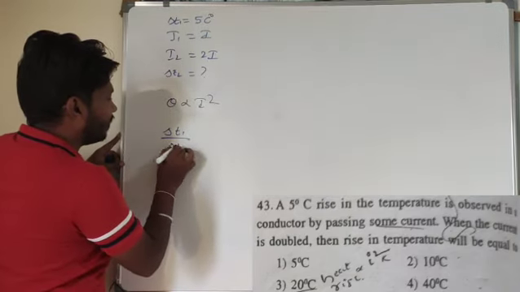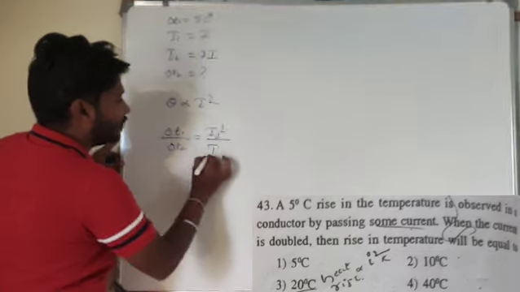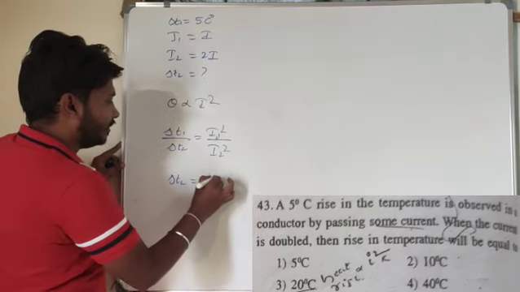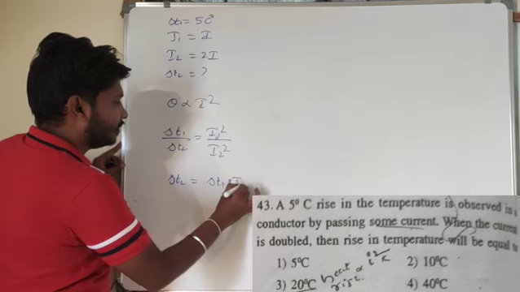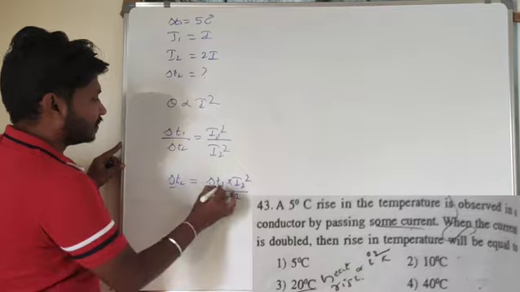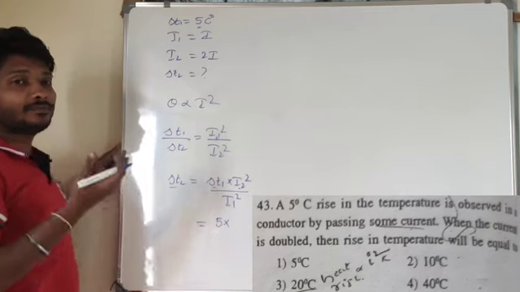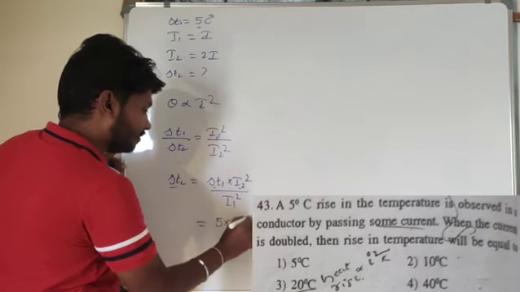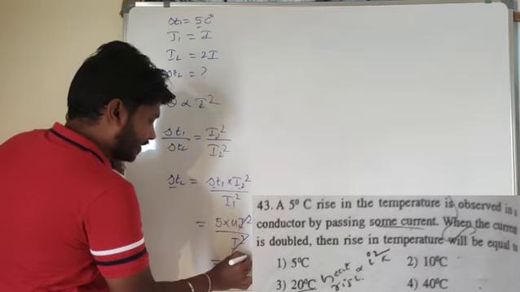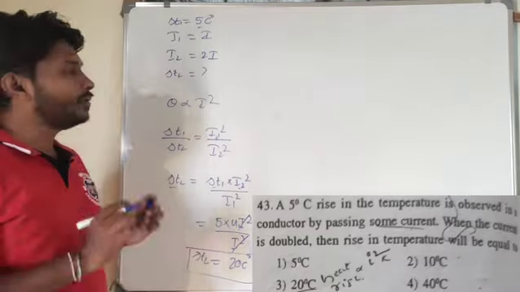So delta T1 divided by delta T2 is I1 square by I2 square. Delta T2 is equal to delta T1 into I2 square divided by I1 square. Delta T1 is 5 here. I2 means 4I square here. So I square gets cancelled out, 5 into 4, 20 degrees Celsius. So delta T2 is equal to 20 degrees Celsius.